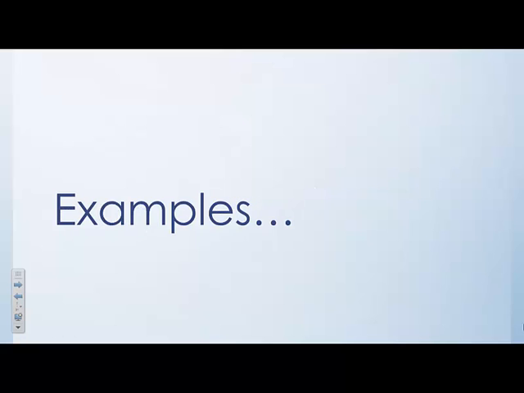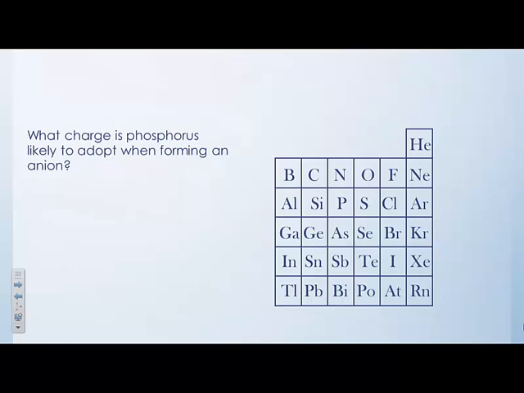So let me ask you a few questions, and at this point it might be wise for you to pause the video occasionally to answer before I give the answer, and see if you're following along. Here we're wondering what charge phosphorus will likely adopt when forming an anion. So we have to locate phosphorus on the periodic table. Here I've just shown the p block. So here's phosphorus.